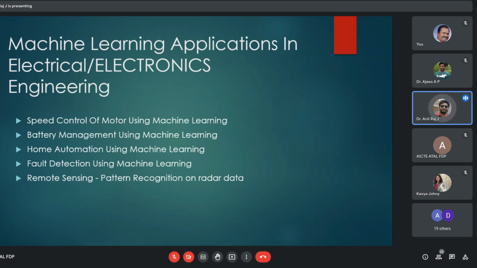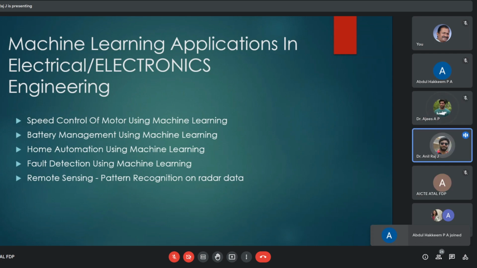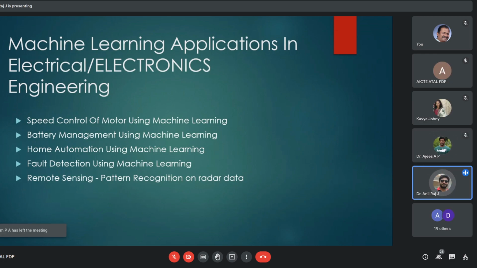And the last one is remote sensing applications connected to machine learning. The main commonly used remote sensing application is pattern recognition on radar data. For example, from the aerial data or from the satellite data, pattern recognition or image classification, object classification or object identification is very important nowadays.